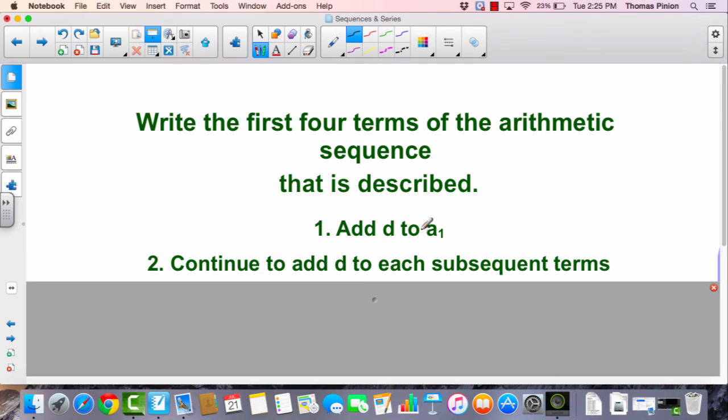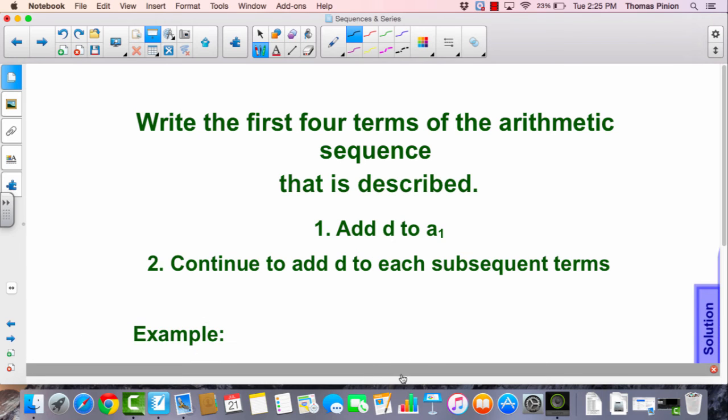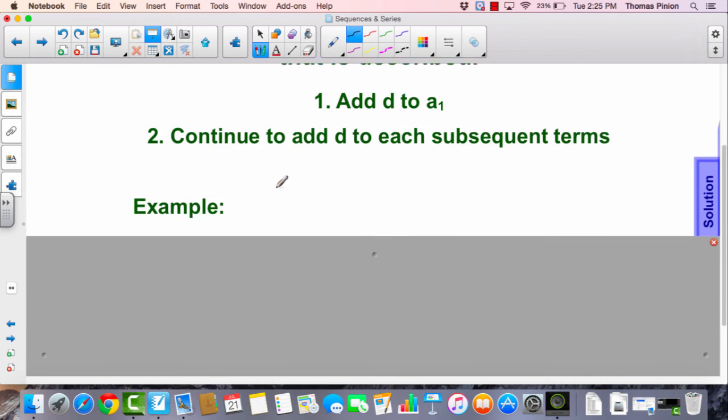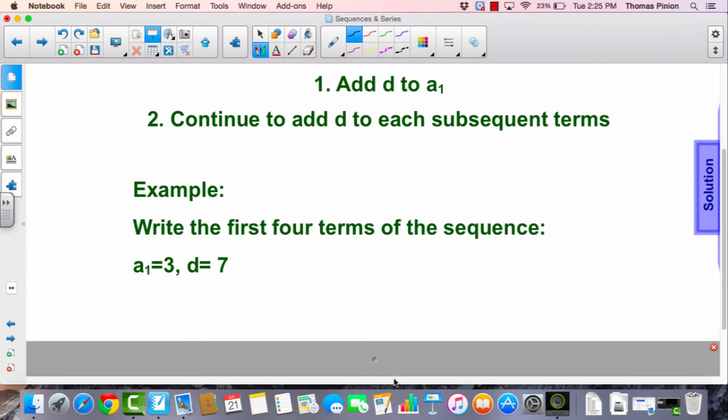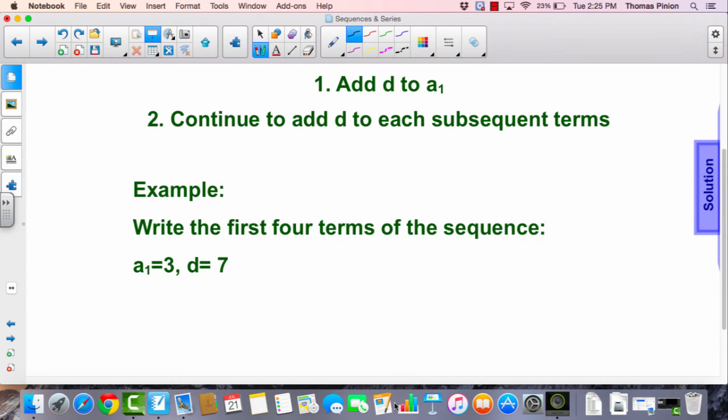We must add the d or common difference to your first term. Continue to add that common difference to each subsequent term. Okay, so now here's our example. Our example says to write the first 4 terms of this arithmetic sequence. Okay, well, good news is it already gave you your first term, so it's almost like cheating.